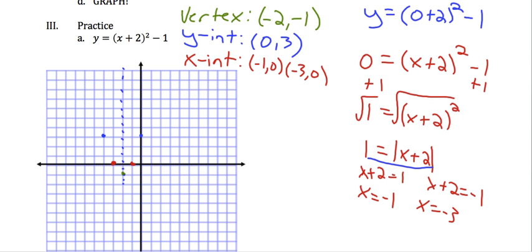Now, I think in this case it probably would make sense to try doing one more point. So I'm going to quickly see what I get when I plug in x equals 1. I get 9 minus 1 or 8, so I know the point 1, 8 is on my graph. 1, 8 is right here, and there's also going to be one on the other side. I can make quite the accurate parabola this time around. And there we go. That's graphing in vertex form, ladies and gentlemen.